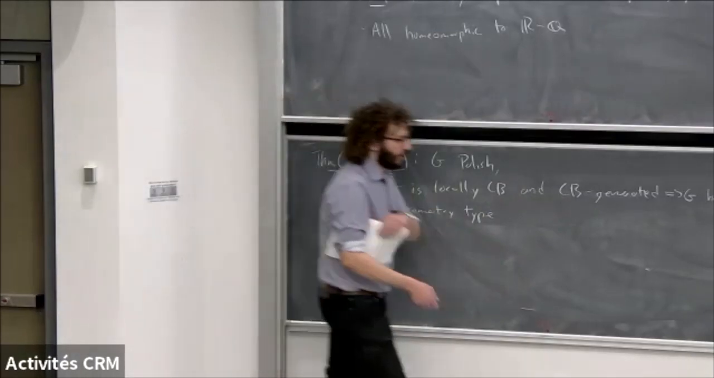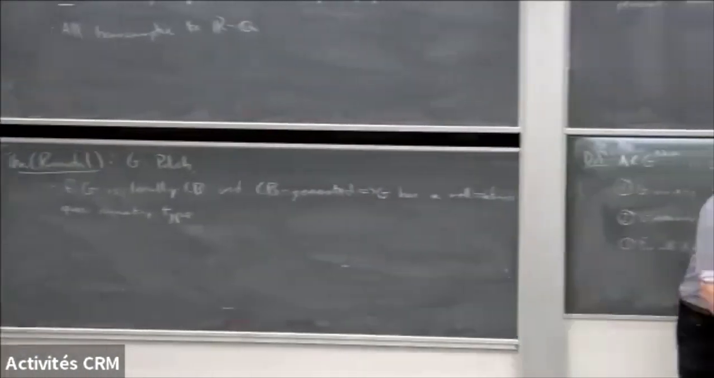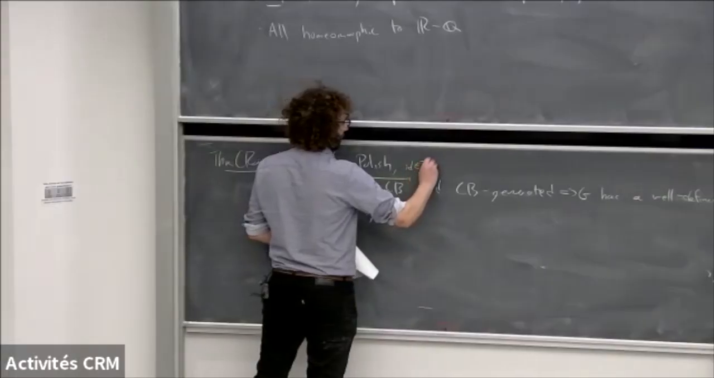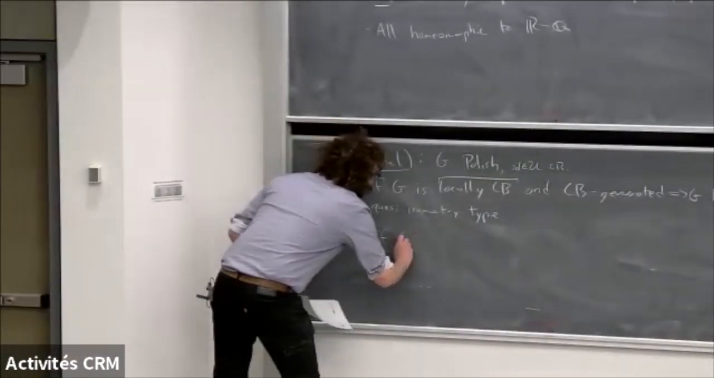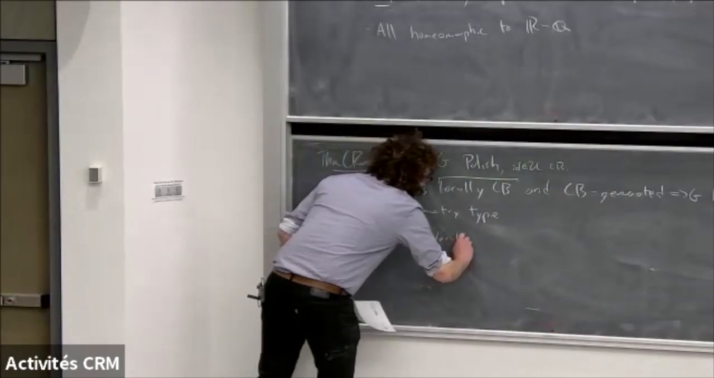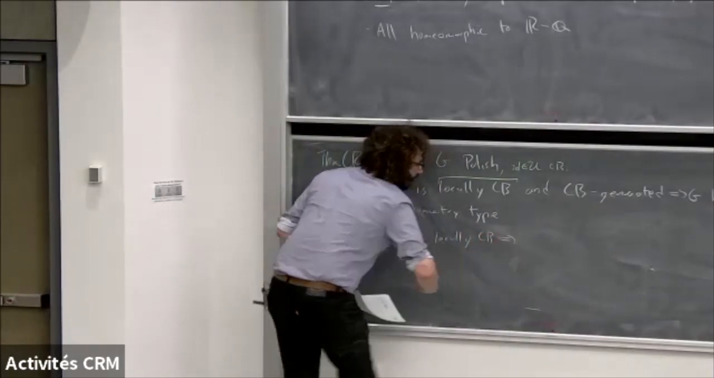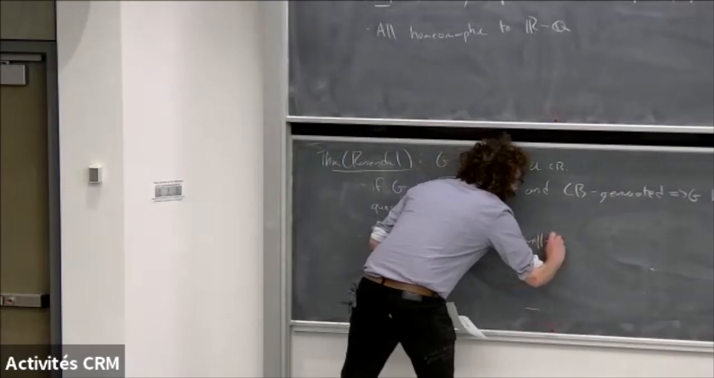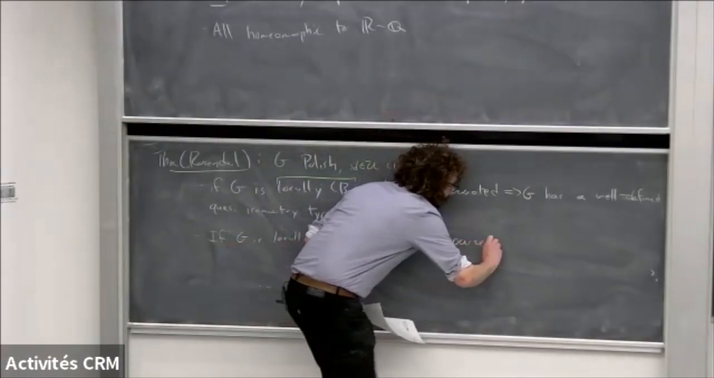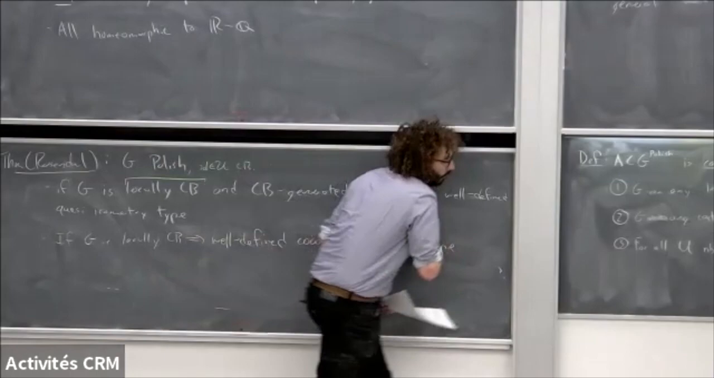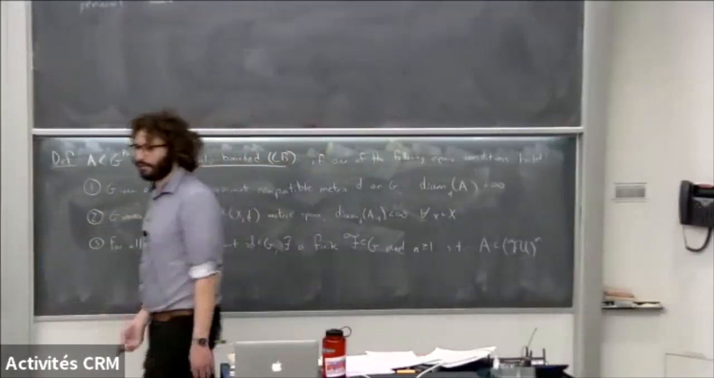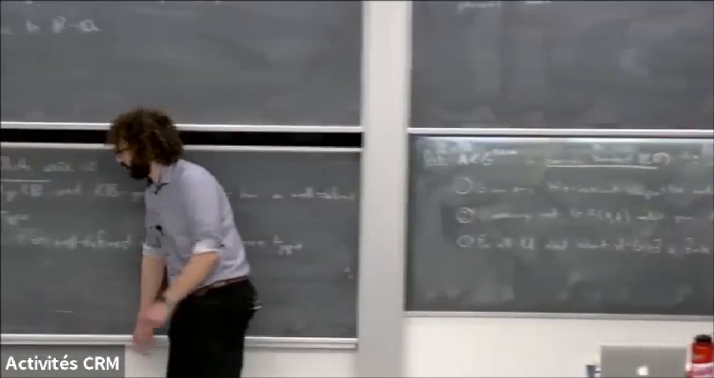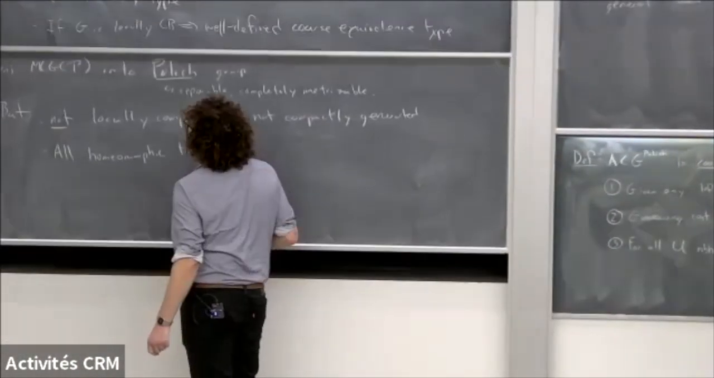Locally CB means that you have a neighborhood about the identity that is CB. There is some U for this. And then you can also get away with a little bit less. So if G is only locally CB, that gives you a well-defined coarse equivalence type, which is just a weakening of quasi-isometry. So even if you just get to locally CB, you still have things that you can do. You can start studying geometry. And so this is what we did.